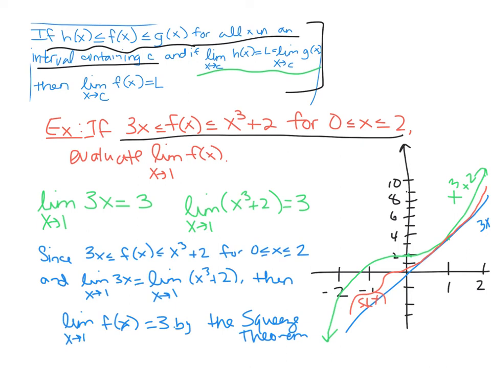So I said since f of x is between 3x and x cubed plus 2 for x between 0 and 2, and the limit as x approaches 1 of 3x and the limit as x approaches 1 of x cubed plus 2 are both 3, then the limit of f of x as x approaches 1 equals 3 by the squeeze theorem. Something like that, a perfect way to write it. If you're even more articulate than I am, then you might even write something better. But make sure that you verify that the if statements are true, and then you can come to your conclusion and get your answer.